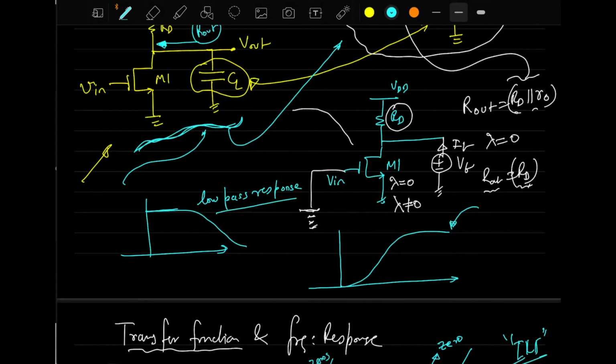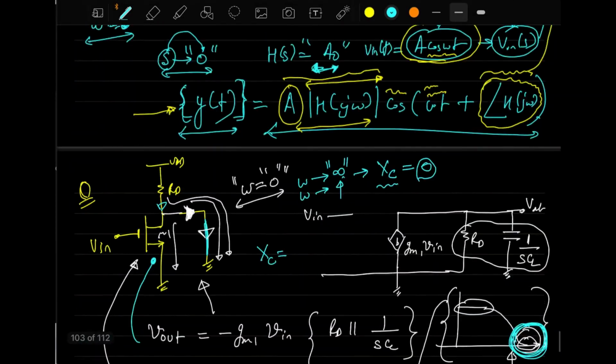Can anybody tell me what we call this particular kind of response? High pass, yeah. This one is a high pass response, because it is passing the high frequencies and the low frequencies are cancelled out. So let us discuss what kind of architecture will create this type of response.